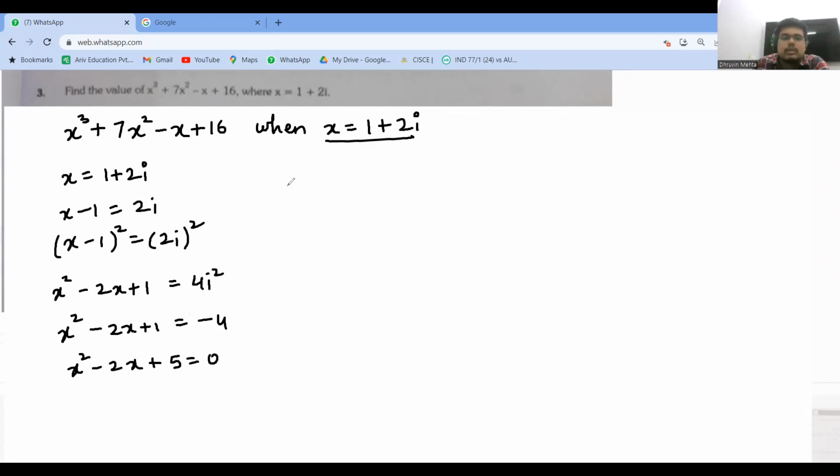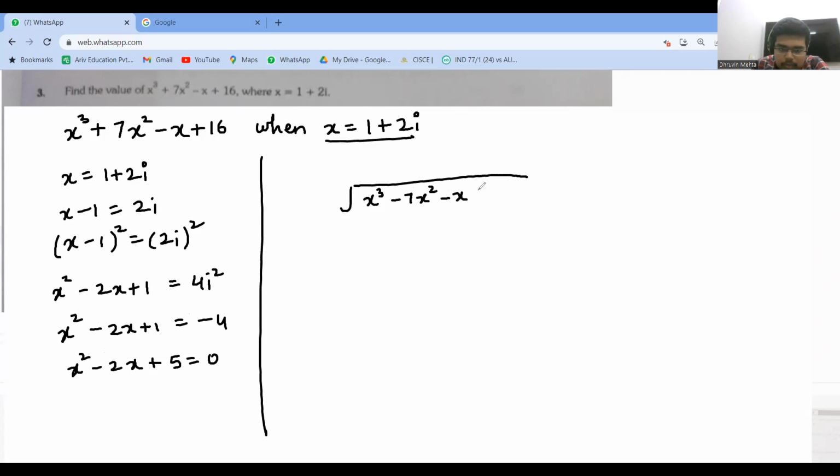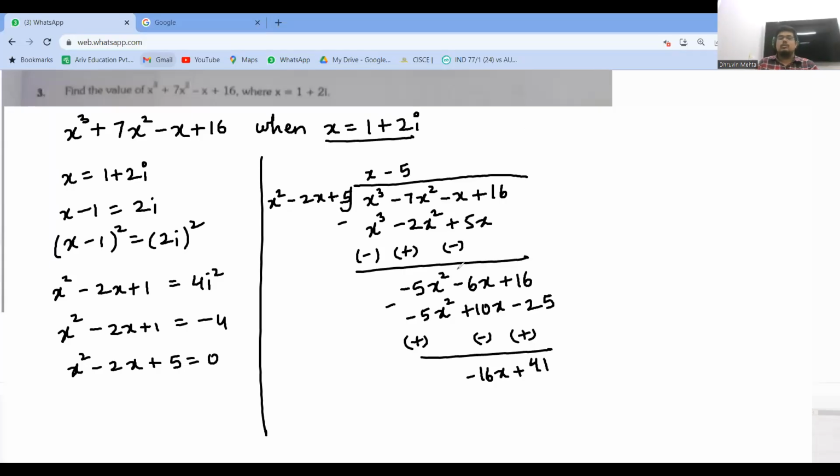And now, Arush, you have to divide the given polynomial x cube plus 7x square minus x plus 16 by x square minus 2x plus 5. You must have learned the long division method in childhood. Do you remember it? So go ahead, divide. Tell me the quotient and the remainder. So Arush, once the division is done, do you remember that formula? Dividend is equal to divisor into quotient plus remainder.